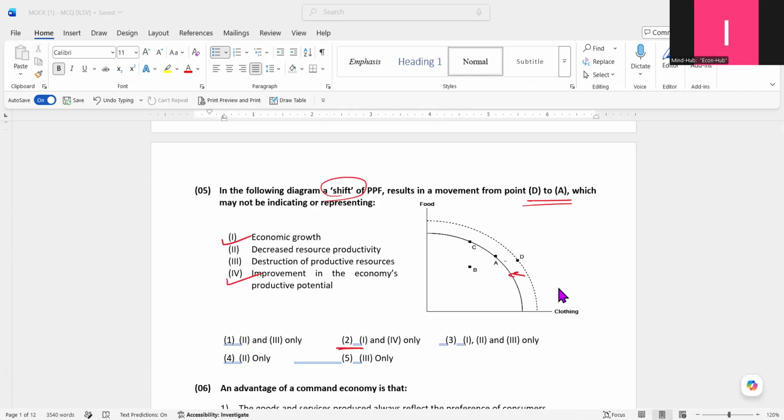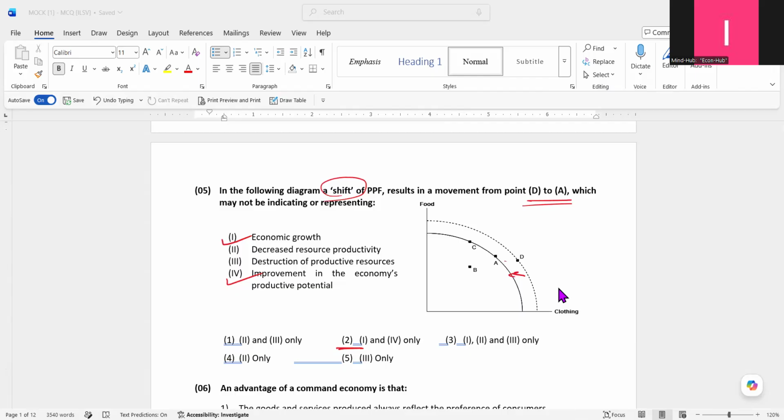That's, as I've indicated with the arrow there, an inward shift. So what I'm asking is what may not be indicated or represented. What is not representing an inward shift is the question. Answers are economic growth.